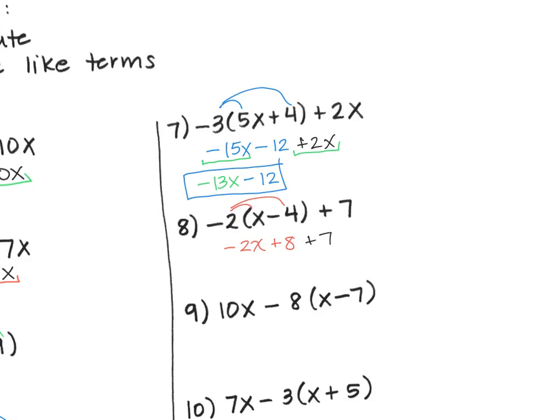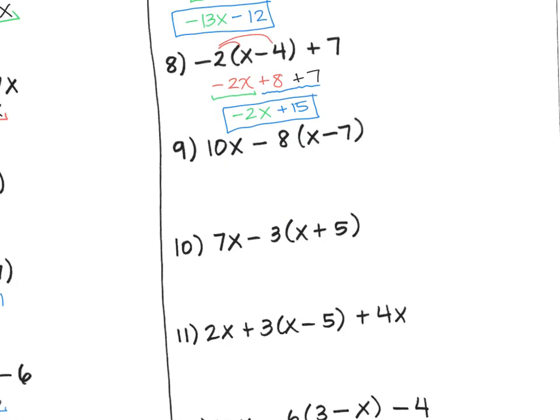Okay, let's check out the like terms. I have a minus 2x. Are there any other x's? No, so I'm going to keep the minus 2x alone. Now what I have at the end, positive 8 plus 7. 8 plus 7 is positive 15. So that's my answer, negative 2x plus 15.